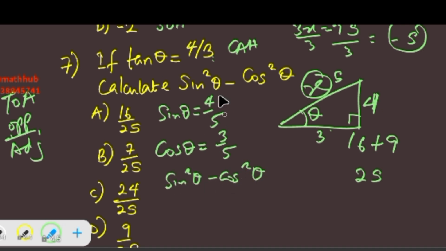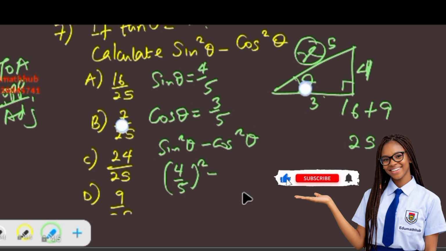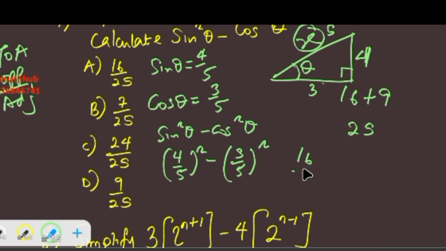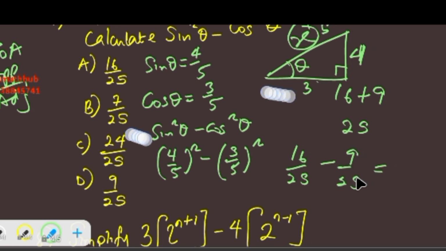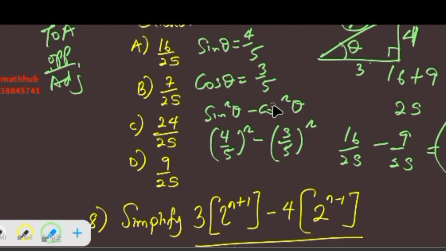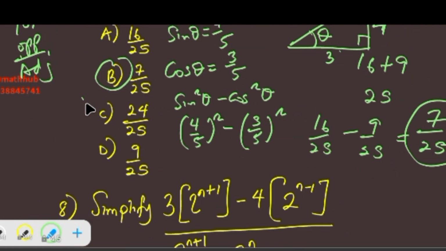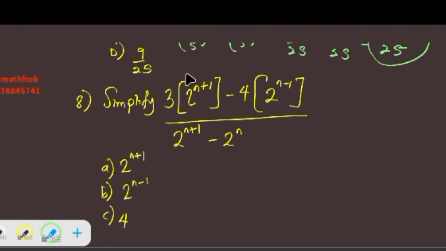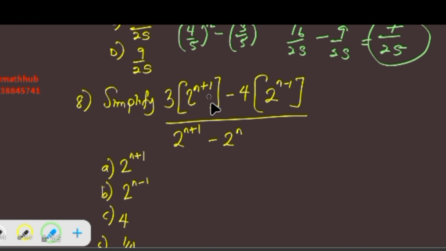So I'll just square this one here. If I square this one, that will be 16 over 25. 4 over 5 squared, minus 3 over 5 squared. So 4 times 4, 16 over 25, minus 3 times 3, 9 over 25. Since the denominator is the same, just do 16 minus 9. 16 minus 9 will give me 7 over 25. So that's the answer. You can look for it there. You can see it as option B. Okay, 7 over 25.